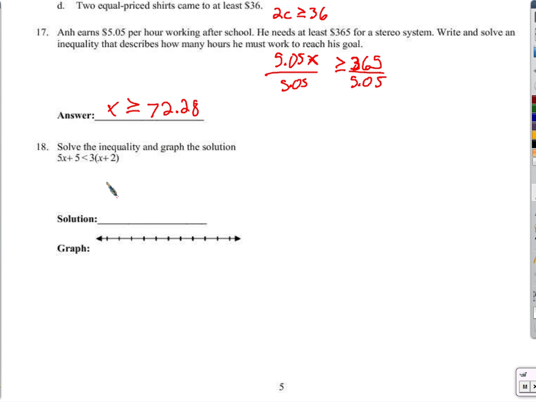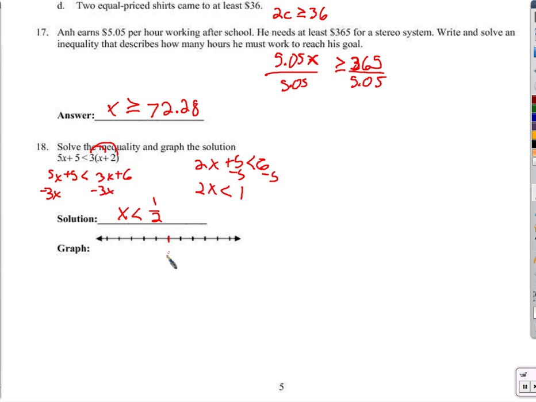We're going to solve this inequality. We're going to treat it just like an equation, but if we happen to divide or multiply both sides by a negative, we're going to flip the sign around. That's the only thing we need to remember. So we have 5x plus 5 is less than, we're going to distribute that 3, 3x plus 6. I'll subtract 3x from both sides, just like we would if we had variables on both sides of an equation. We have 2x plus 5 is less than 6. Subtract 5 from both sides. 2x is less than 1. Divide by 2, and x is less than 1 half.